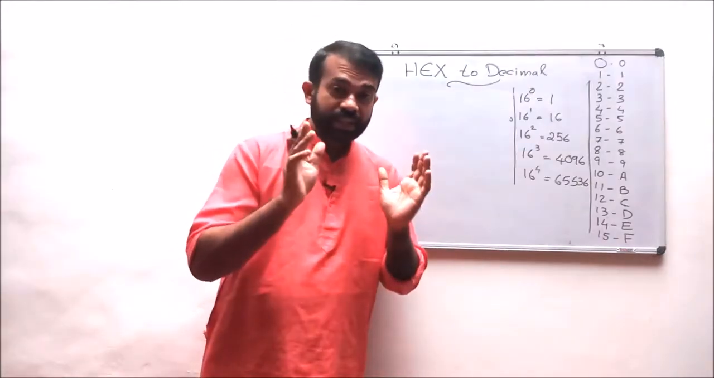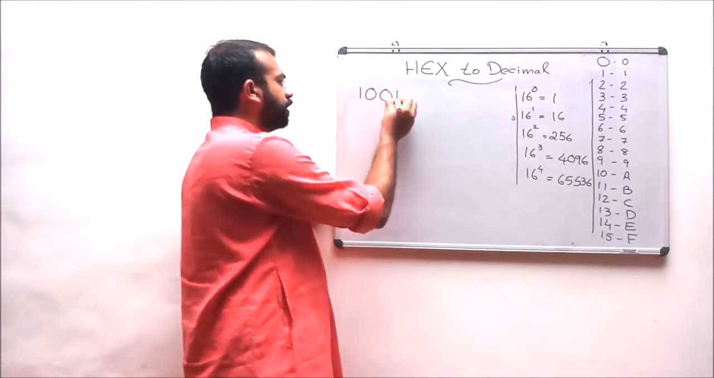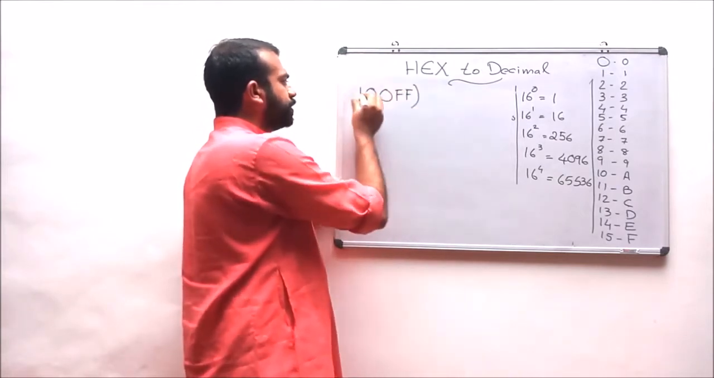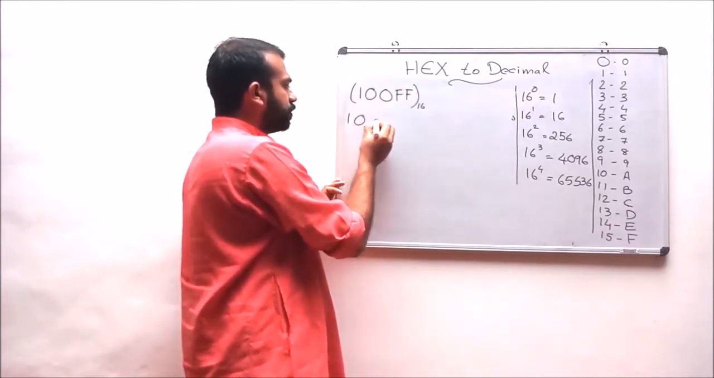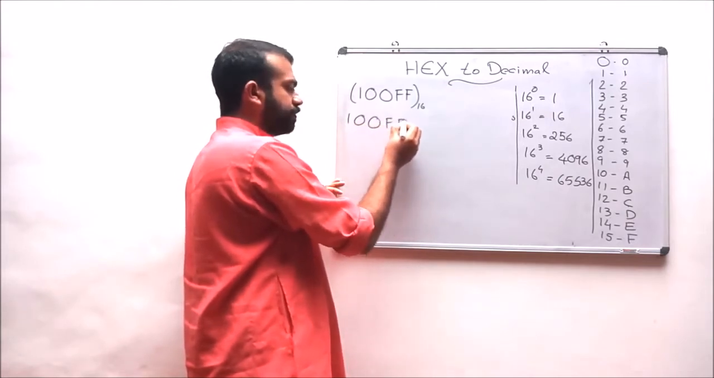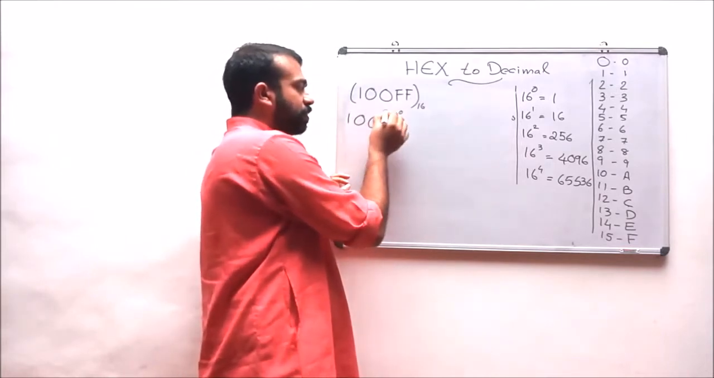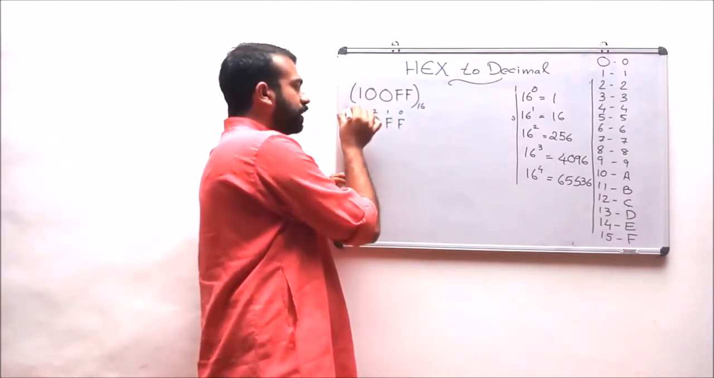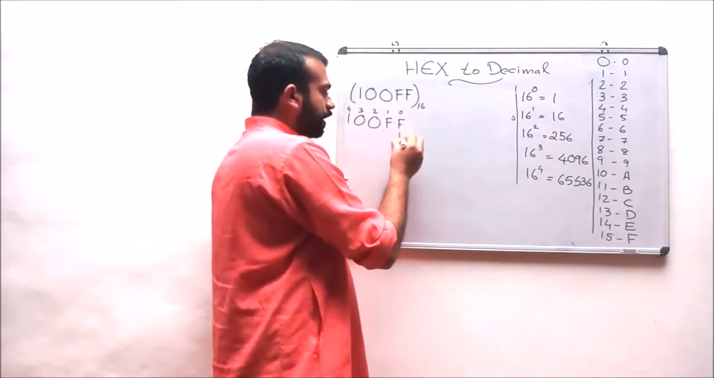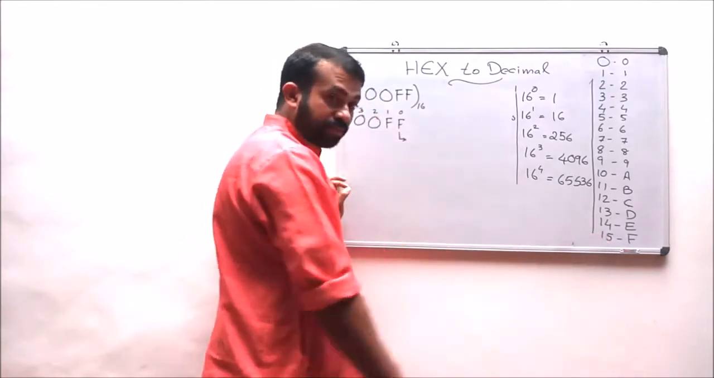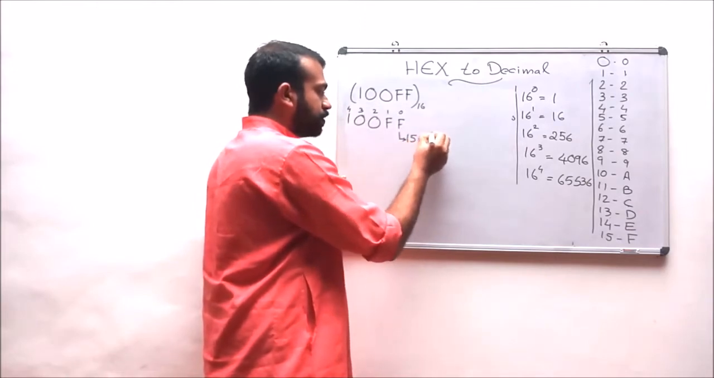So my dear students, consider one more example. Another example is 100F to the base 16. Here consider the positional powers. The positional powers from F are 0, 1, 2, 3 and 4. Next step, we have to consider F. The equivalent of F is 15. 15 is multiplied with 16 raised to 0.